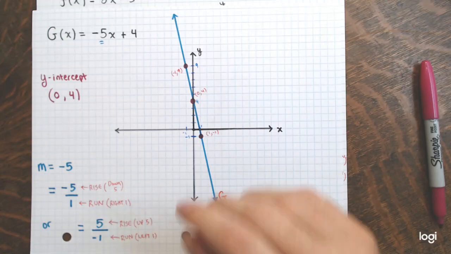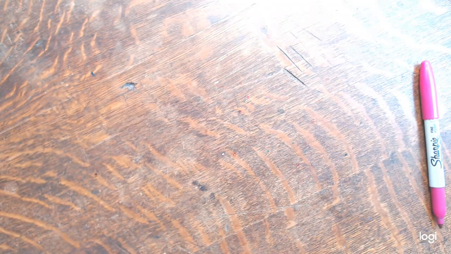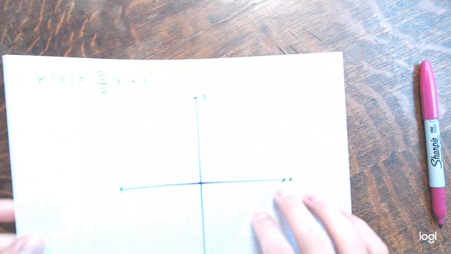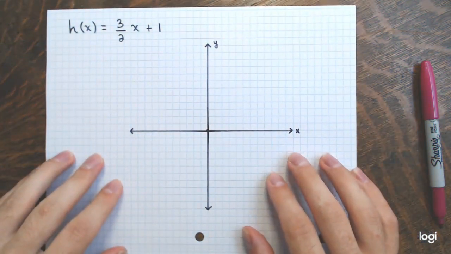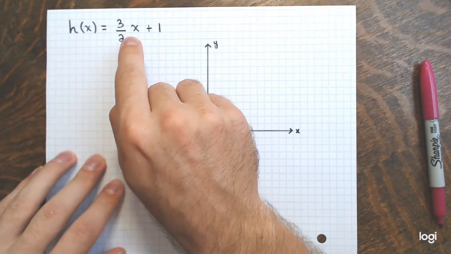All right, great. So here's another example where I have another linear function of that form, mx plus b. This time it's function h of x equals 3/2 times x plus 1.